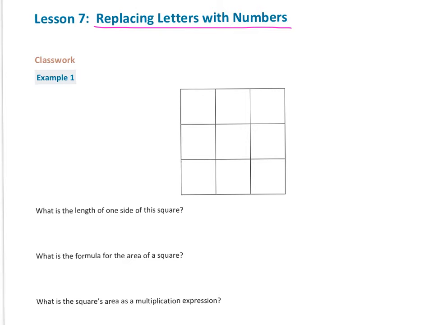So what's the length of one side of this square? I don't really know. I could say it's 3 units, because there's 3 units there, but I'm just going to say it is x, because I don't know, so I'm just going to say x to stand in for that number. So what's the formula for the area of a square?